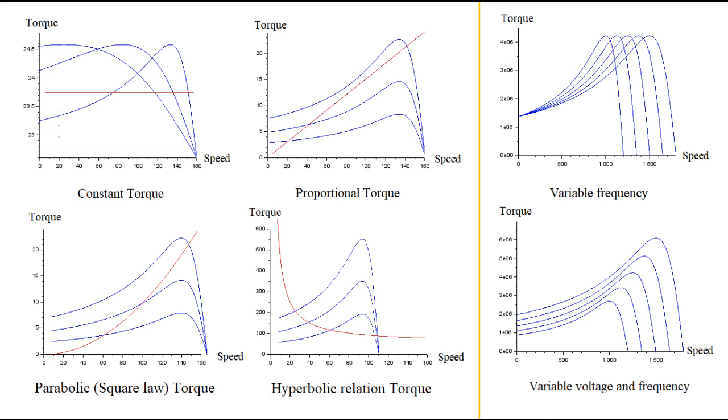The result of using this type of control is shown using the last graph named variable voltage and frequency. While using this type of control, the ratio of voltage and frequency is kept constant to keep the flux inside the motor constant.